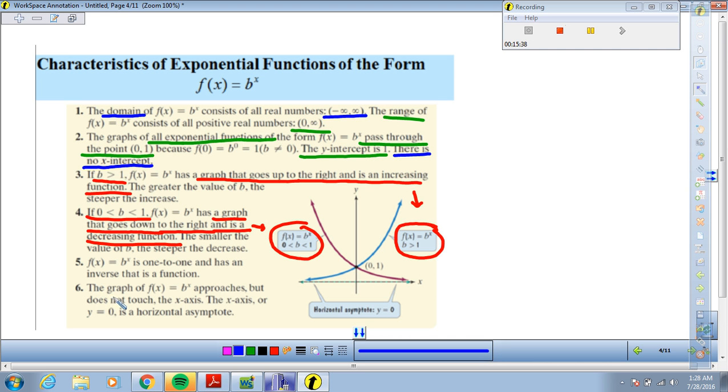Number 6 says, the graph of this exponential function approaches but does not touch the x-axis. The x-axis, or y equals 0 line, is a horizontal asymptote, which is the dashed line that you see there. So these are just general concepts that we might not need to memorize at this point, but it's good to know.